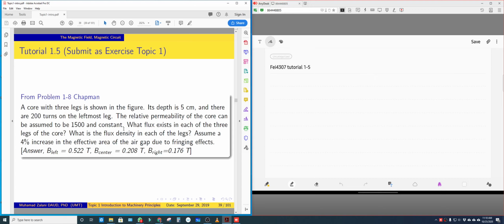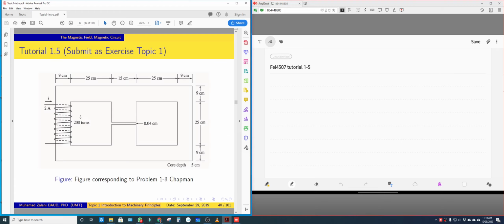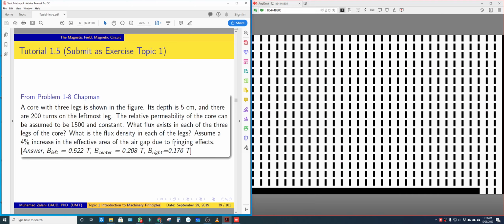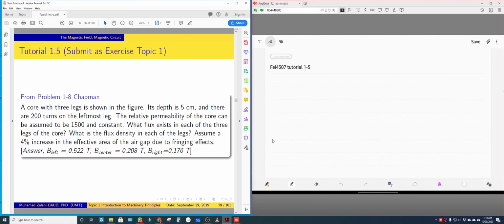Then also given that the relative permeability of the core is 1500, and we want to find the flux that exists in each of the three legs. So we want to find the flux that flows at leg 1, leg 2 and leg 3, and also the flux density B for each of the legs.